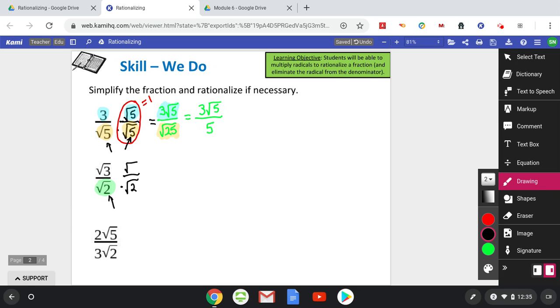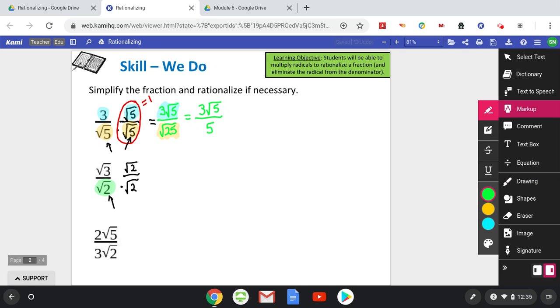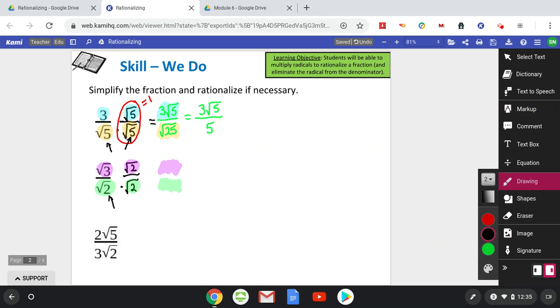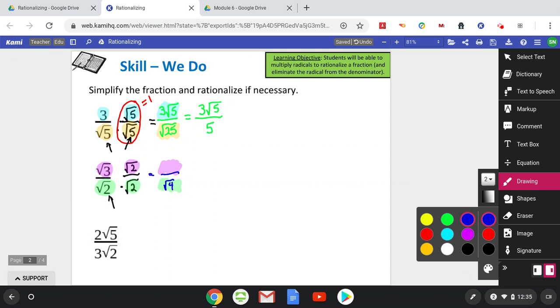Same at the top. Okay. So square root of 2 times the square root of 2 would give us this number. And we need to also multiply the top. Square root of 3 times square root of 2 would give us the number in the top. So at the bottom, square root of 2 times square root of 2 is square root of 4. At the top, now both of the numbers are inside the radical, therefore we are able to multiply them. We will be multiplying square root of 3 times the square root of 2, which is the square root of 6.